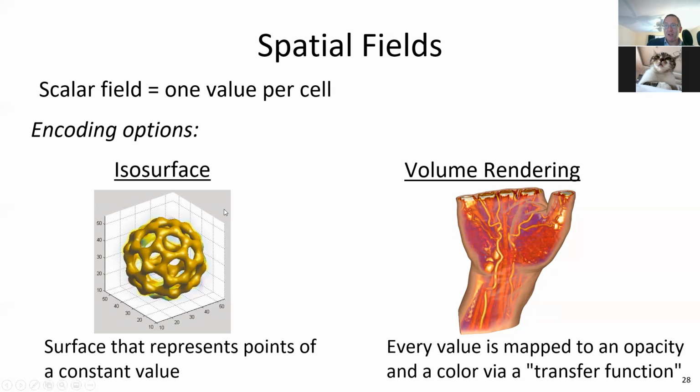So this is show me a layer. This is show me everything just a little bit. Make everything semi-transparent and see if you can see the whole view. You can also do slices as well, but that's a different problem.